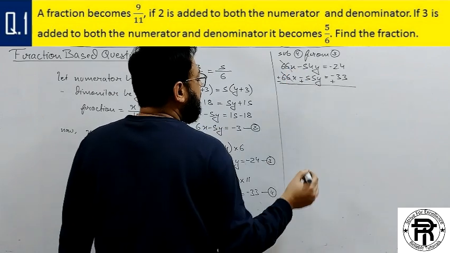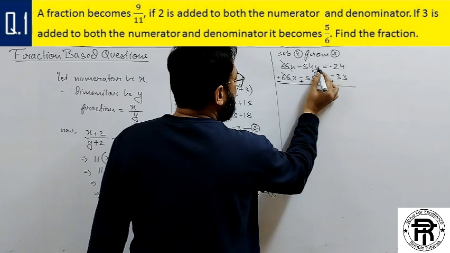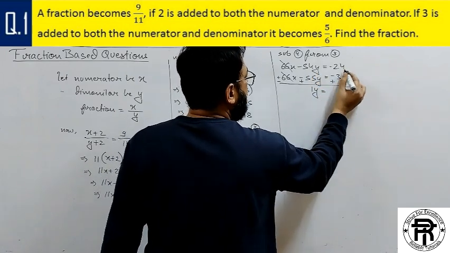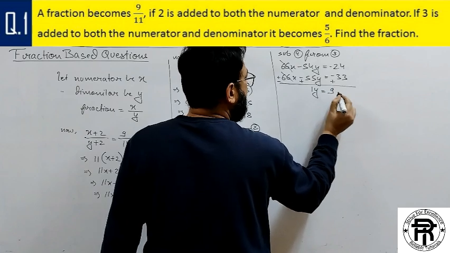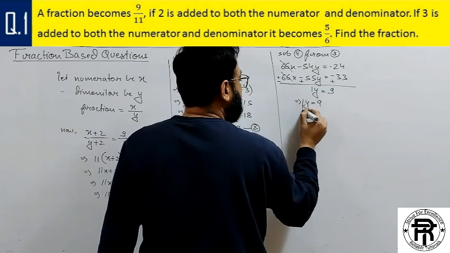66x minus 66x is going to get cancelled, or we will say that they got eliminated. Minus 54y plus 55y means 1y is equals to minus 24 plus 33 is 9. That means the value of y is equals to how much? 9. So we got the denominator, y is equals to 9.